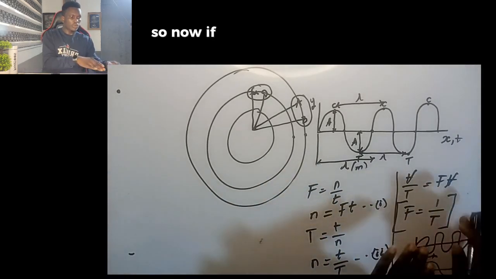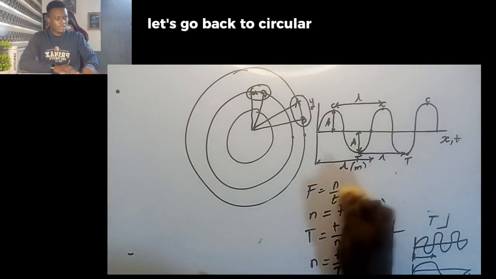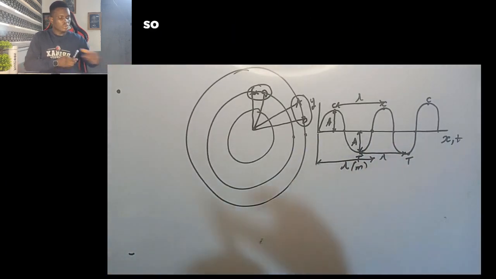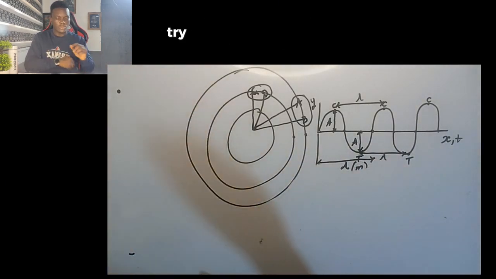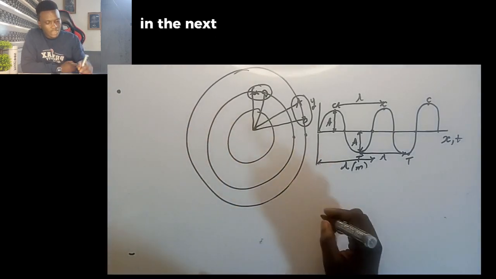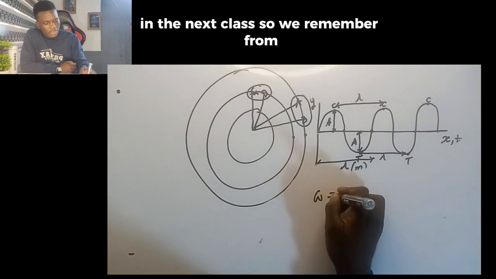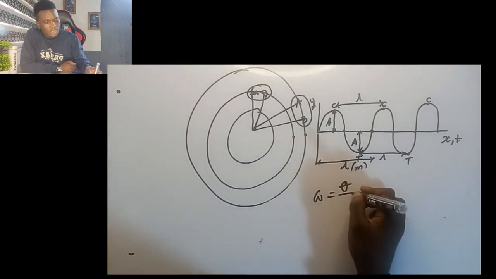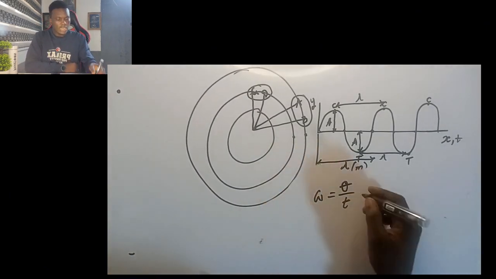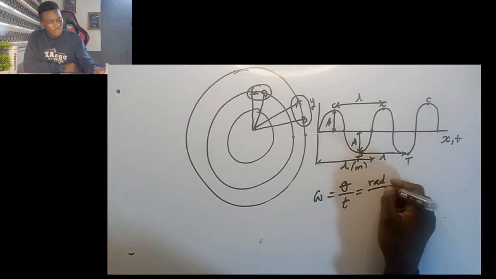Now, if you look at this term, let's go back to circular motion quickly. Make sure you have written those formulas that I gave you. Those ones I'm putting in brackets, try to note those formulas. We'll be using them to solve some questions in the next class. So we remember from circular motion that omega is equal to theta over t, omega known as angular frequency or angular velocity, and the unit of omega is rad per second.